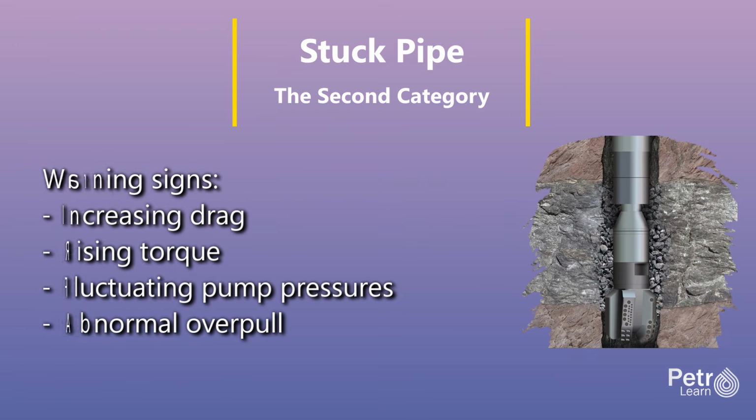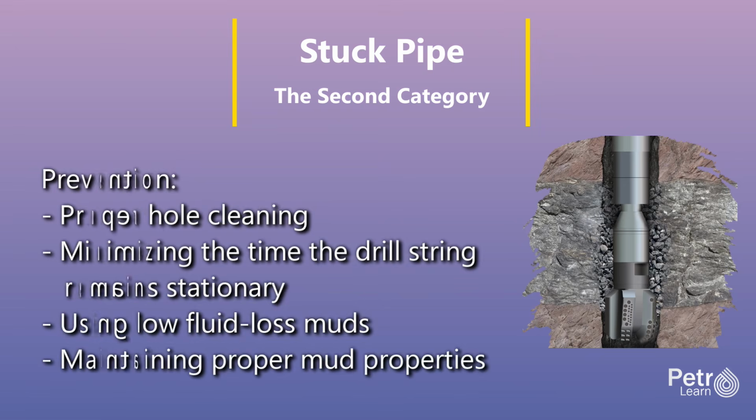Early warning signs of potential mechanical sticking include increasing drag when pulling the string, rising torque while rotating, fluctuating pump pressures, and abnormal overpull required to free pipe that previously moved smoothly. Prevention is far better than cure for stuck pipe.